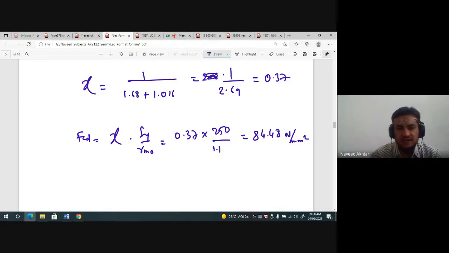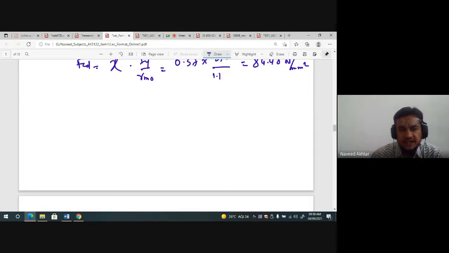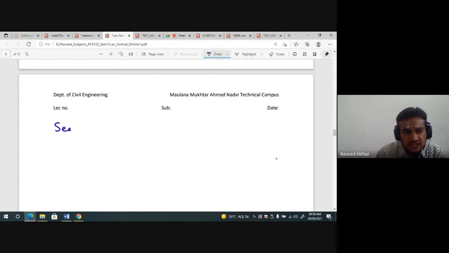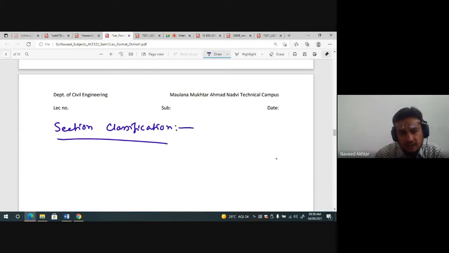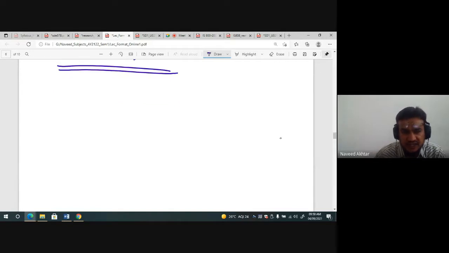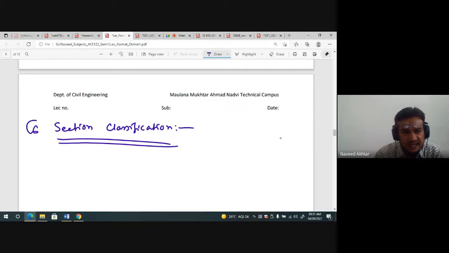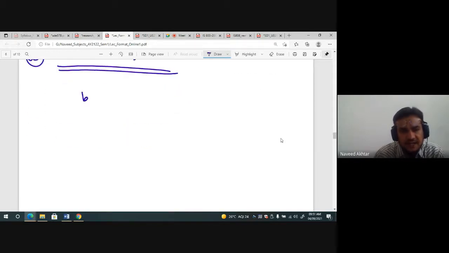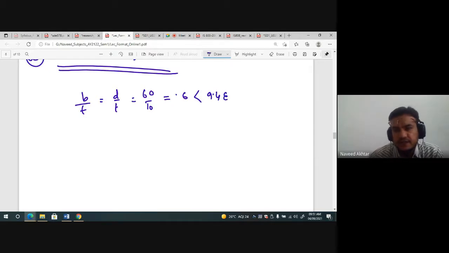Now we will design a section. We will do section classification. If section is plastic or compact or semi-compact, then A is equal to Ag. That's why we need a section classification. It may be the step number 6, I think so. So if you write here b by t or d by t value, so 60 by 10 is equal to 6, okay, which is less than 15.7 epsilon, is the plastic.